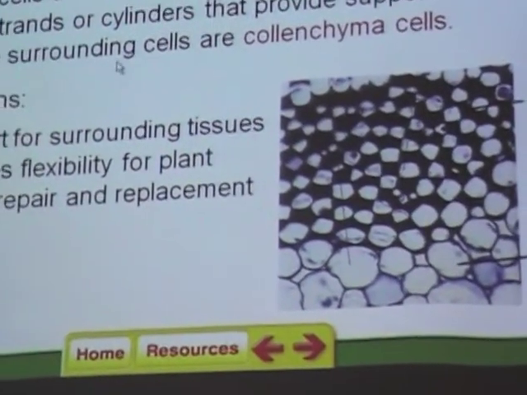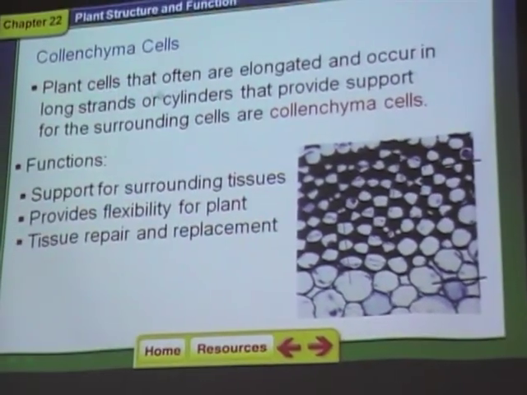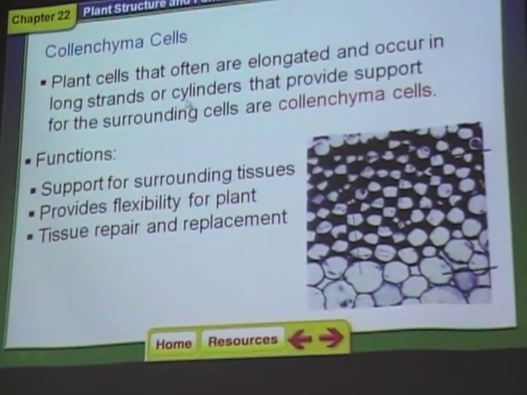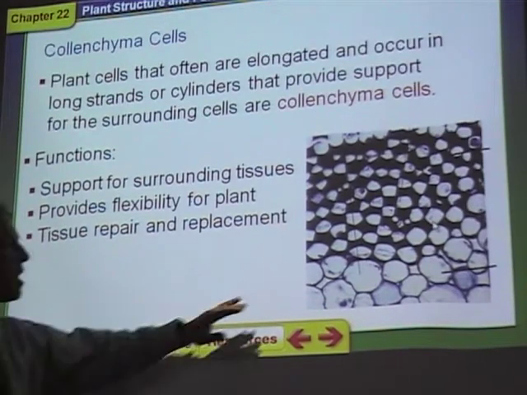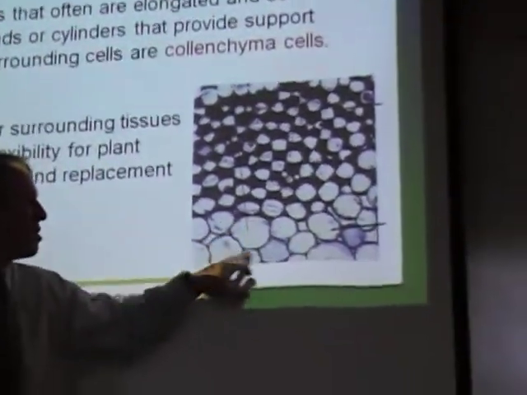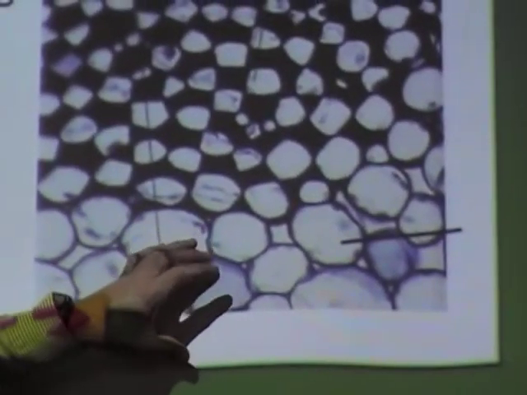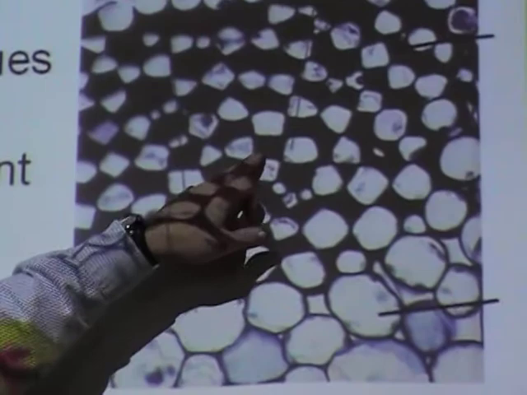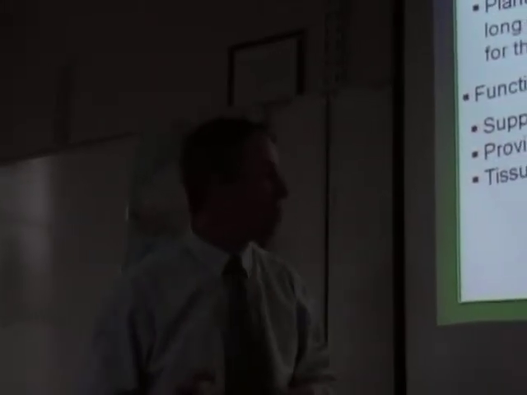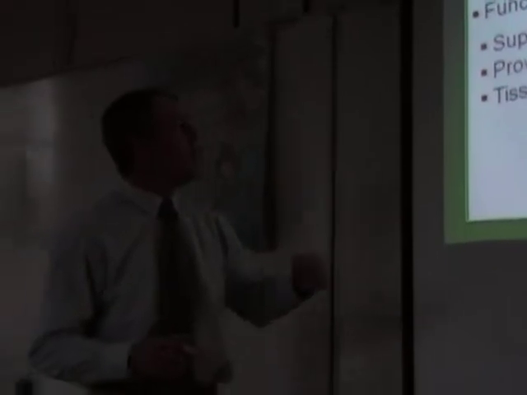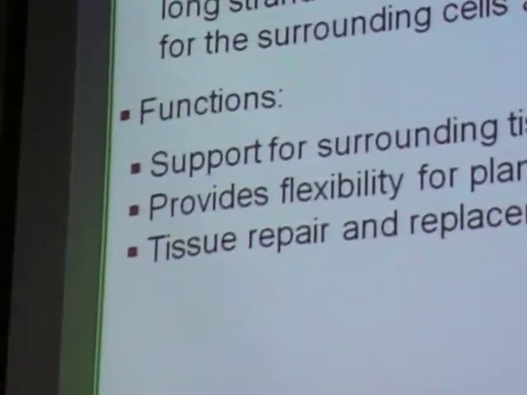Collenchyma cells are a little bit different. Often they are elongated and occur in long strands or cylinders that provide support for the surrounding cells. Collenchyma cells. And if you look at the cells, these down here are parenchyma cells. You see how they're just normal looking, kind of circular cells. But these are collenchyma cells, and if you'll notice, there's dark areas. The dark areas are thick parts of their cell walls, where their cell walls have gotten thick. And the thickness provides extra support for the plant. Support meaning it makes it tougher in those areas.